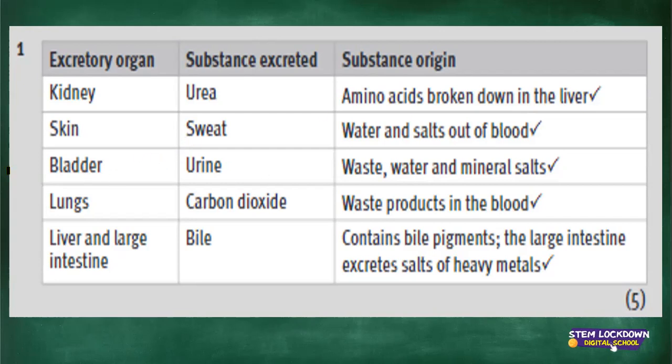And then excretory organ, we have the bladder. What substance is excreted from the bladder? You have urine. Urine is originating from waste, water, and mineral salts. So it's a mixture of all of those three. Another organ is the lungs. Lungs excrete carbon dioxide, which is a waste product in the blood.